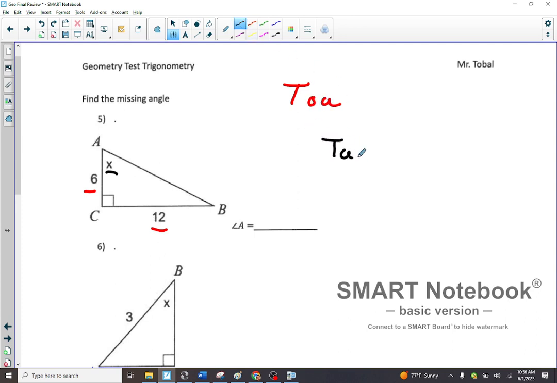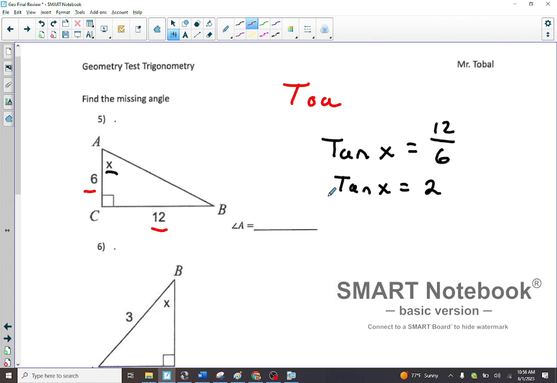So I got tan of x, I don't know what x is, equals opposite, 12, over adjacent, 6. So tan x equals, if you could simplify, I would simplify, but if not, that's no problem. 2. Now, how do I get rid of the tan from the x? Divide by tan? We can't do that. Multiply by 2? Not multiply by 2. You can't multiply by tan x because that would just make tan x squared.